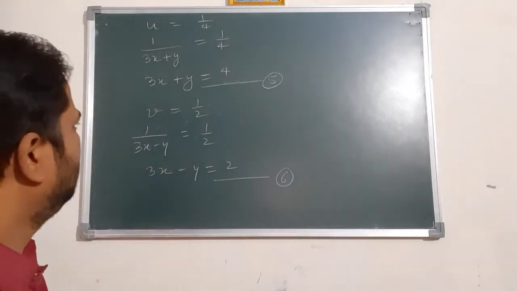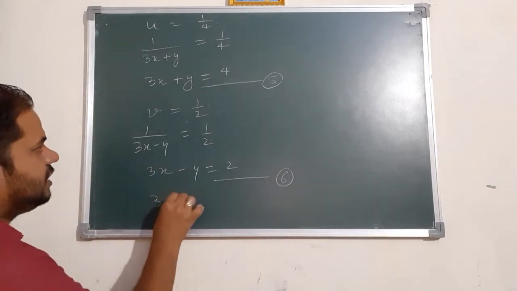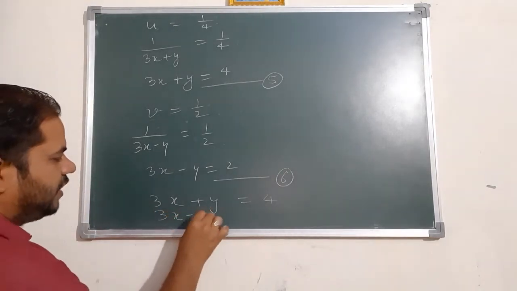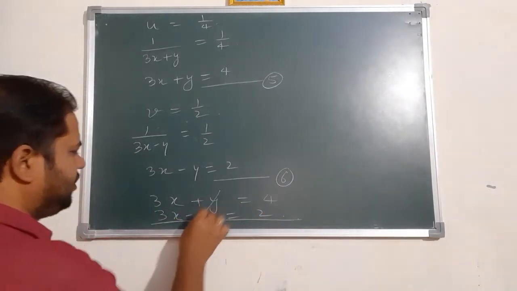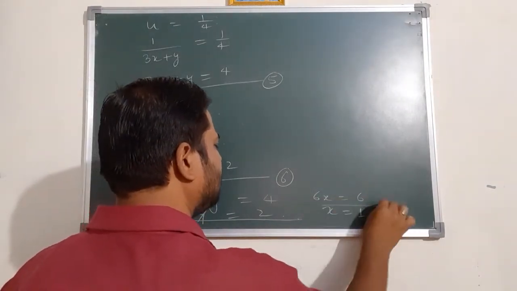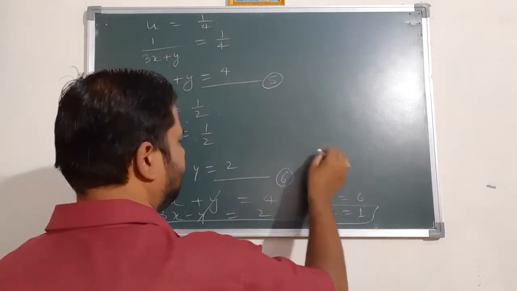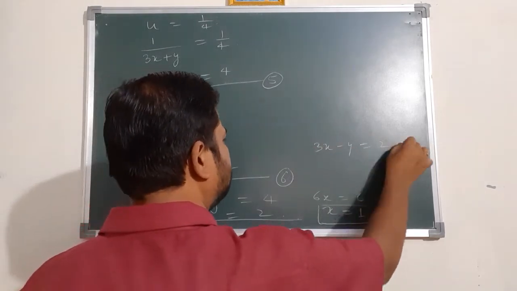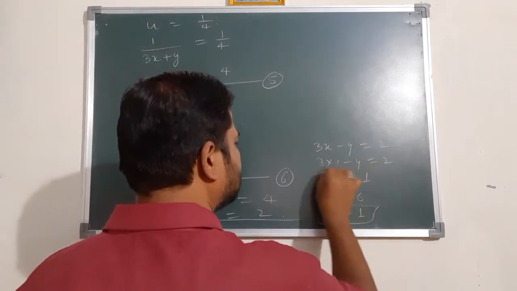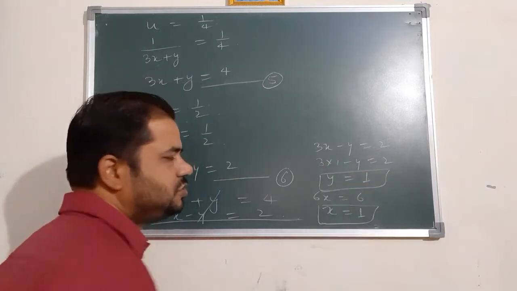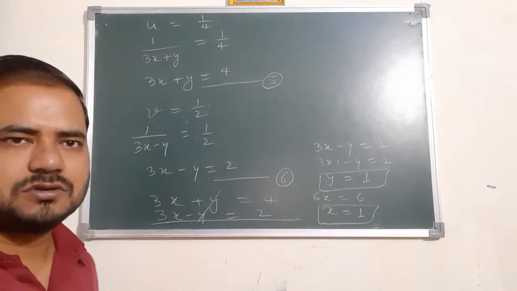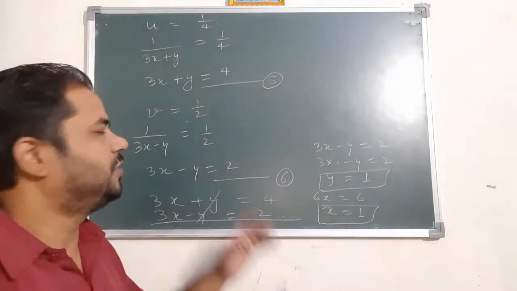So I am just going to solve equations number 5 and 6. 5 is 3x plus y is equal to 4, and 3x minus y is equal to 2. Now add them, you will get 6x is equal to 6. So x is equal to 1. And if you put this value in any one of the equations, 3x minus y is equal to 2, so 3 into 1 minus y is equal to 2. So y will also be 1, because y is 3 minus 2. So x is 1 and y is 1. This is the solution for that particular question.